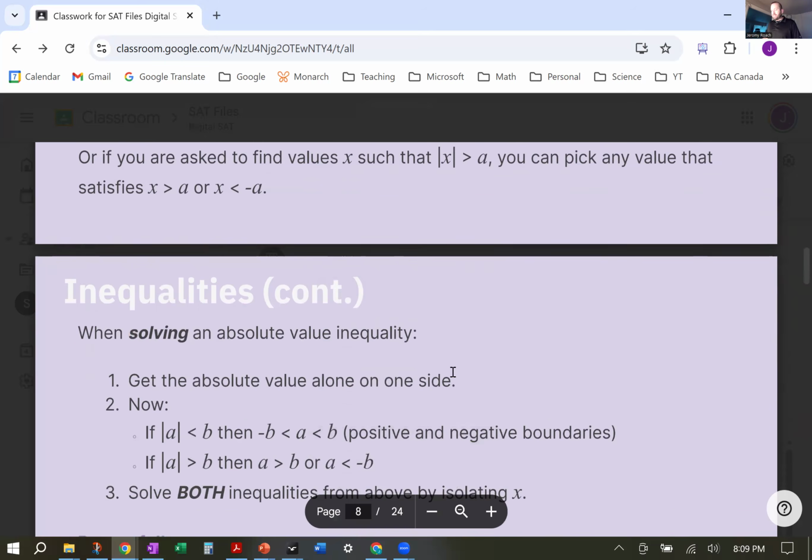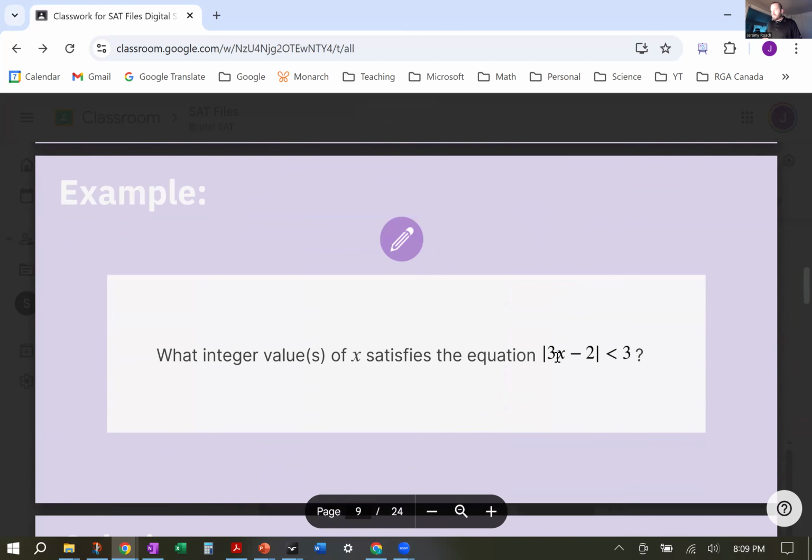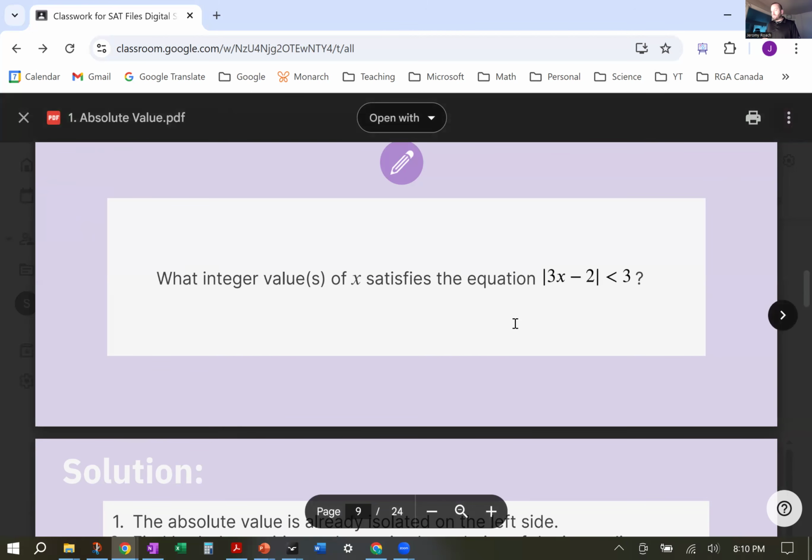So again, it might be a little tough to picture with the letters only. So let's look at a question with numbers. It says, what integer values of x satisfy the equation? Integer values are just our counting numbers, 1, 2, 3, 4, 5, etc. So this is a less than inequality.